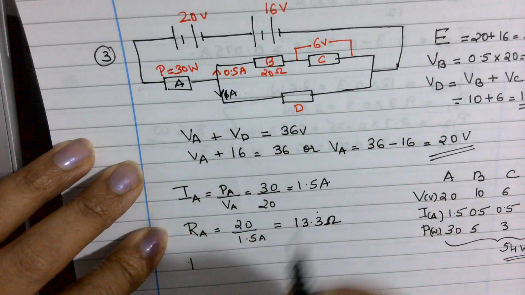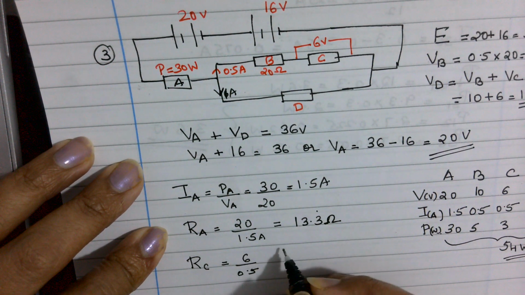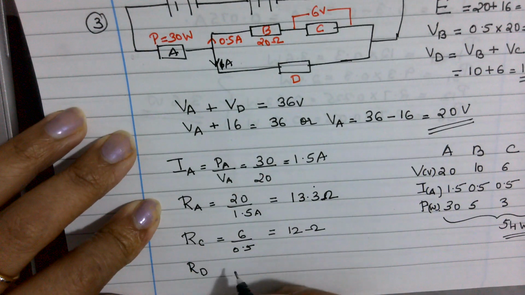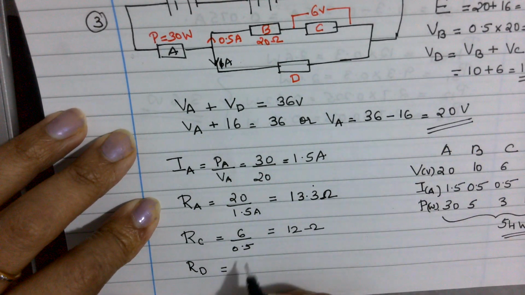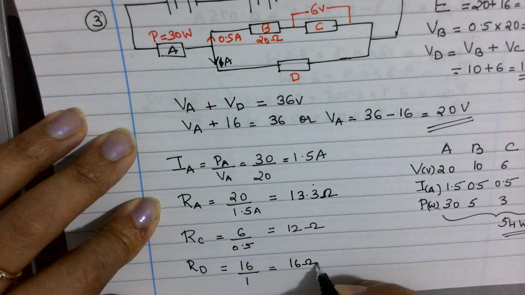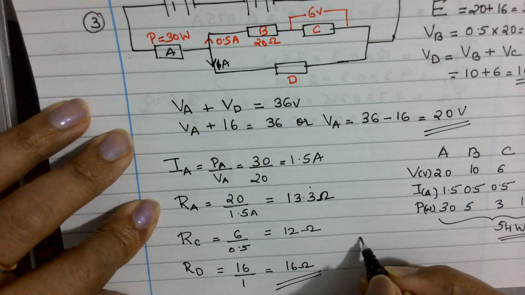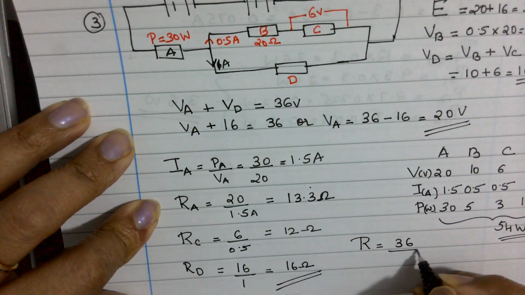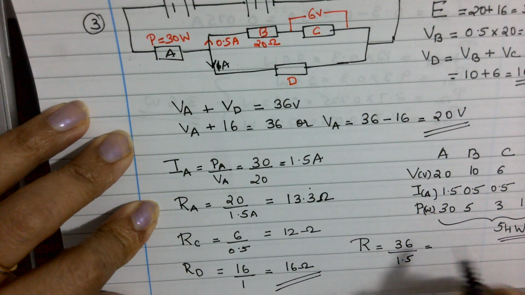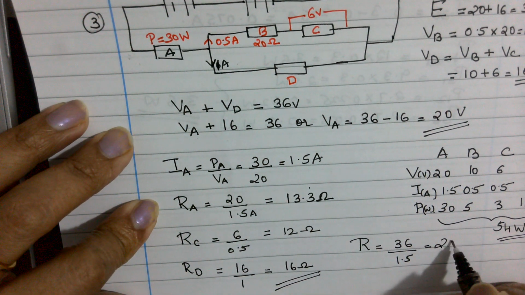Then RB we already know, it is there. If you think about RC, the voltage is 6, the current is 0.5, so it is 12 ohms. Then RD: voltage across RD is 16, divided by the current, 1, so the resistance is 16 ohms. Okay, again to find the total resistance, you know the total voltage. Total voltage is 36. Total current is 1.5. 36 divided by 1.5, I'm just dividing that using my calculator. 24 ohms.